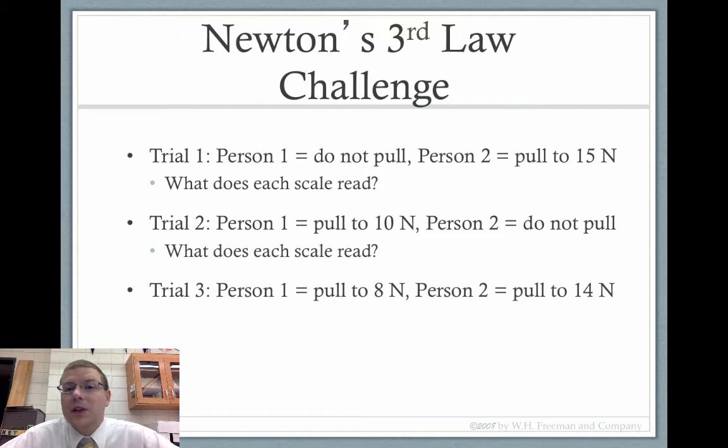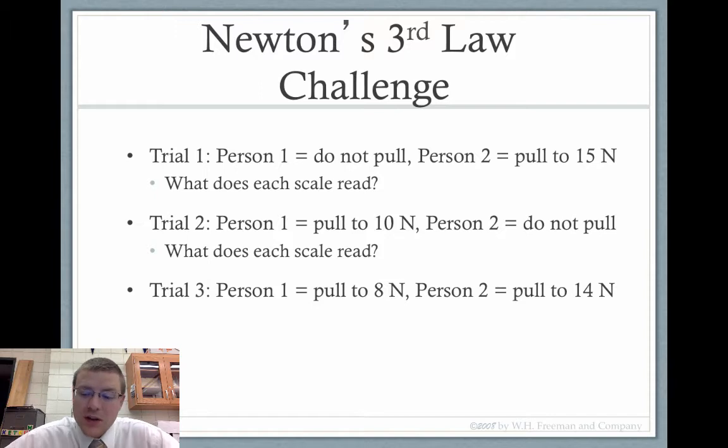I also asked you to do the Newton's third law challenge, where you had two people hook spring scales together, and one person would pull or the other one would not pull. I asked you what the reading on the scale was. The one big thing was that trial 3 there was not possible. If one person pulls to 8 newtons, and the other person tries to pull to 14, whoever's pulling stronger, the scales will always read the stronger force.